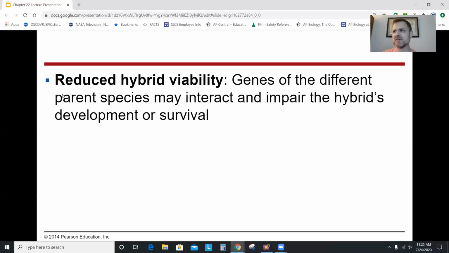Remember back in chapter, I think it was 16, we were discussing all the developmental cues in the egg and all the genetically coded for cytoplasmic determinants, all those things. What if the determinants in the egg just aren't compatible with the sperm, such that you do create a zygote, but it doesn't develop right, and eventually the embryo just dies. That's called reduced hybrid viability. You created a hybrid, but it did not survive.